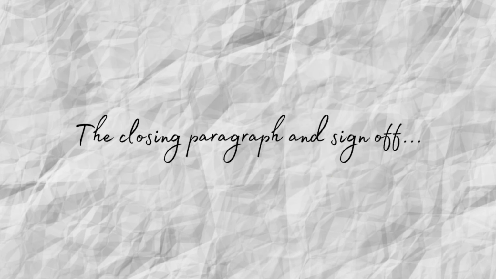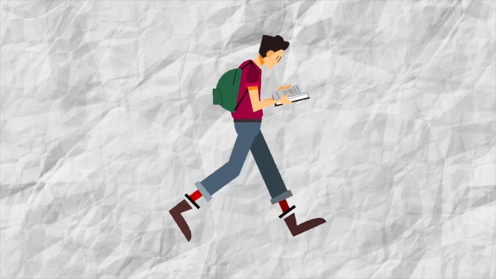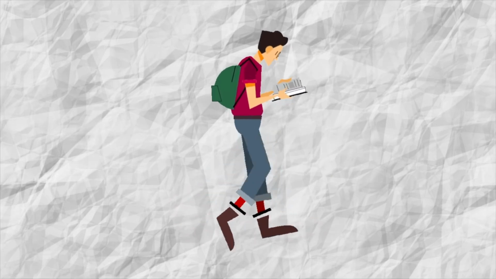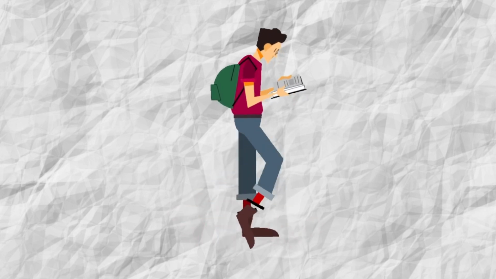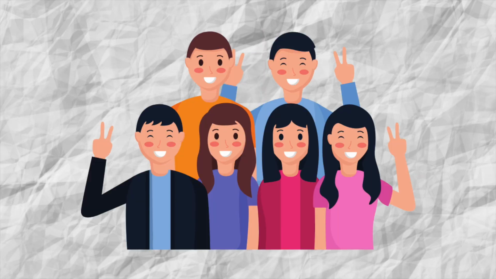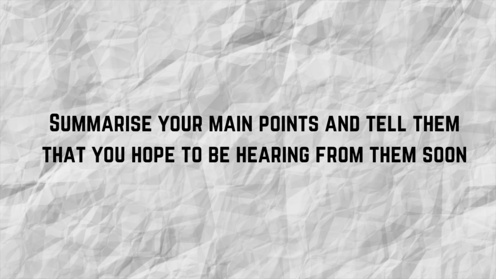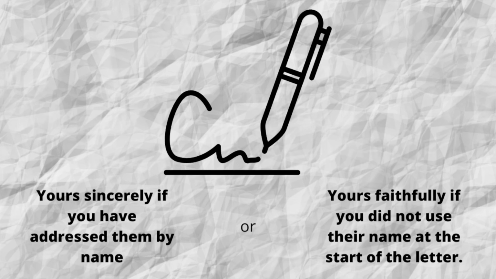Tip 5. The closing paragraph and sign off. Be clear what you're asking of your reader. Try to remind them why this is in their interest as well as in the interest of others. Summarise your main points and tell them that you hope to be hearing from them soon. Sign off with yours sincerely if you have addressed them by name, or yours faithfully if you did not know their name at the start of the letter.